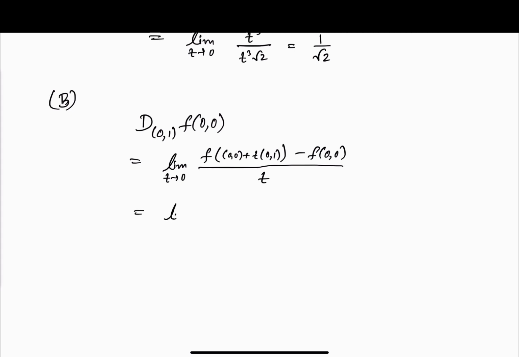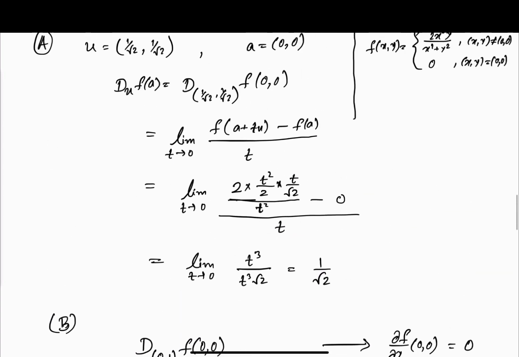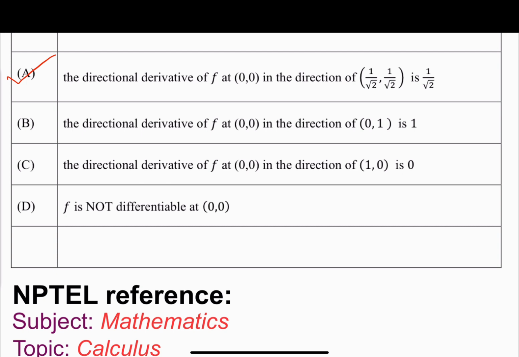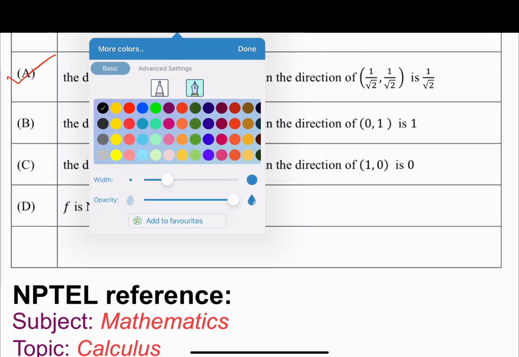So if you put this in the function, what will you get? Let me write it. This is basically 0 minus 0 by t, so it will be 0. So the directional derivative of f at the point (0, 0) in the direction (0, 1) is 0. This is basically the partial derivative, del f by del y at the point (0, 0), so this is 0. So option B, what is it saying? They are saying this is 1. So this is false.